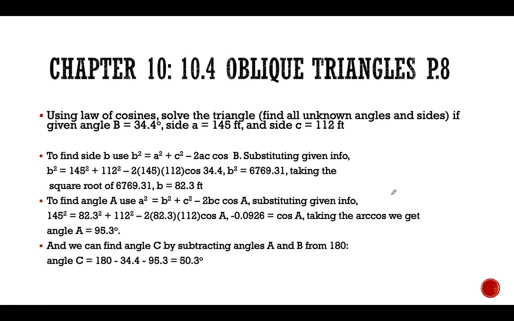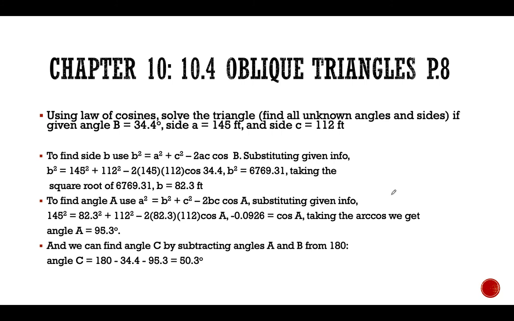Now to find angle A, we're going to use a squared equals b squared plus c squared minus 2bc cosine angle A, and we're going to substitute the given information. 145 squared equals 82.3 squared plus 112 squared minus 2 times 82.3 times 112 cosine of angle A. That equals negative 0.0926, and now we take the arc cosine, or the cosine to the -1, and we get angle A equals 95.3 degrees.